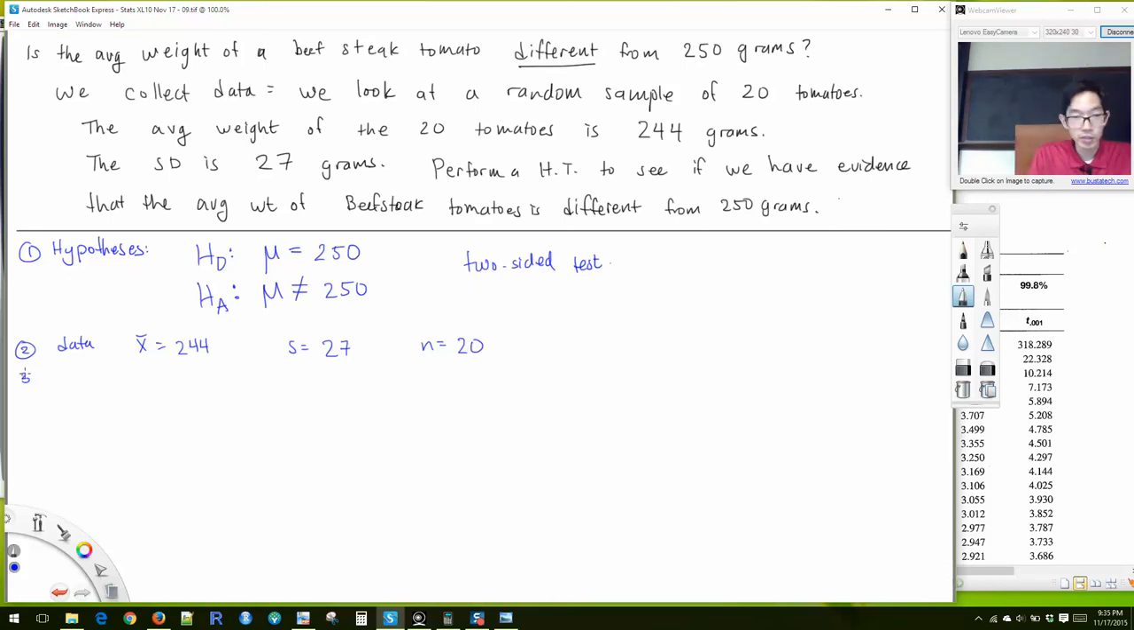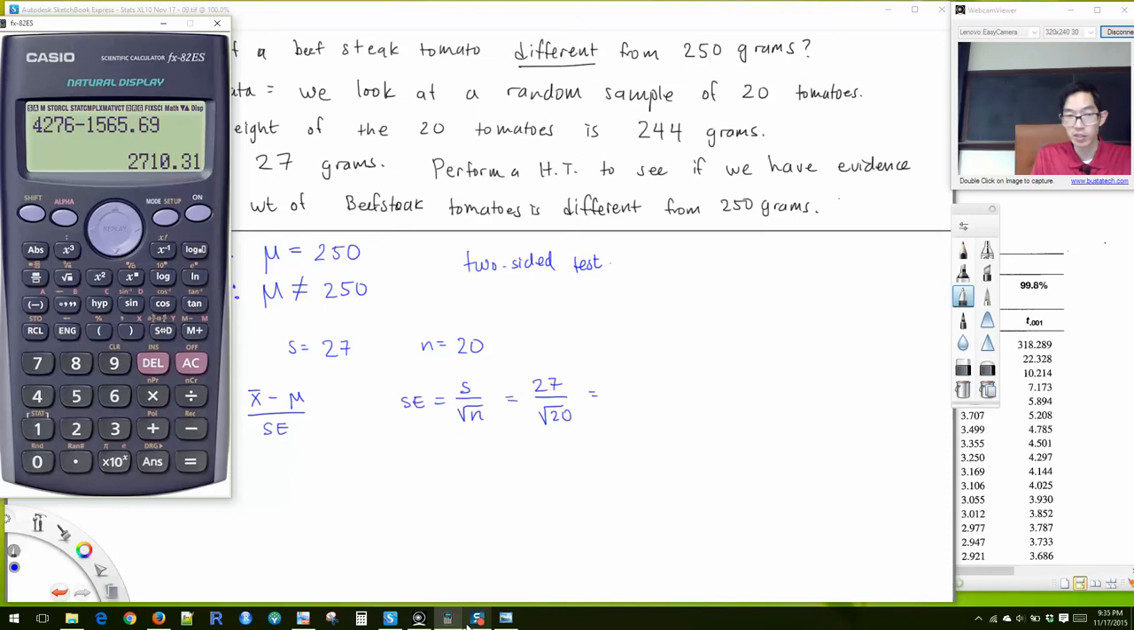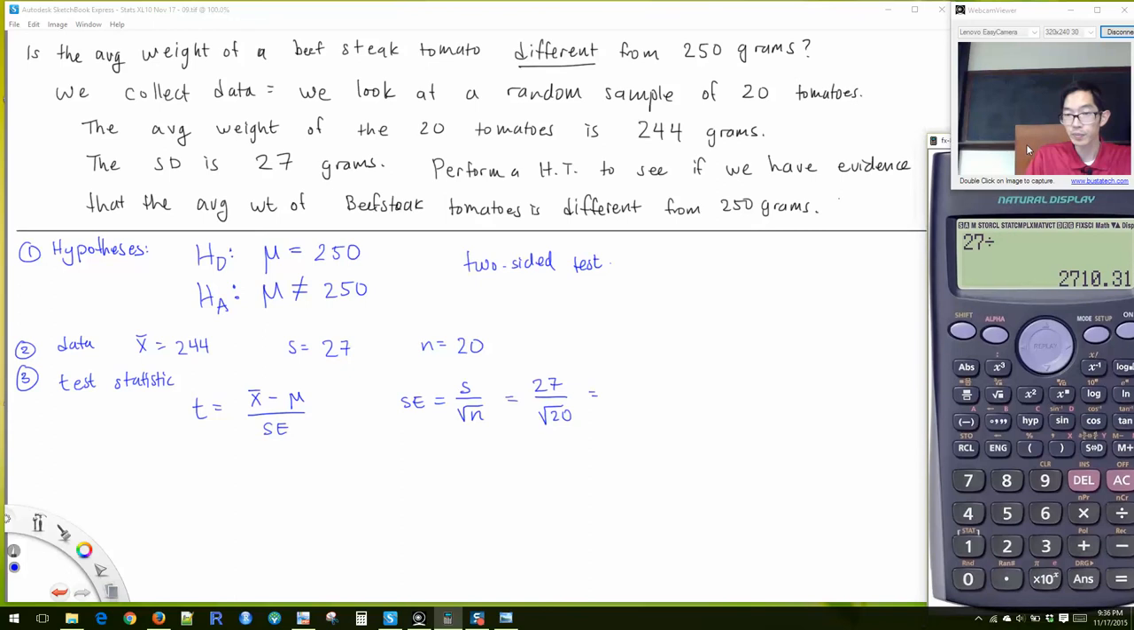Okay, so now we're going to get our test statistic T. T is equal to X bar minus mu divided by our standard error. And our standard error is equal to S over the square root of N. So let's plug in our standard error. It's S, 27, divided by the square root of 20, and I get 6.037.